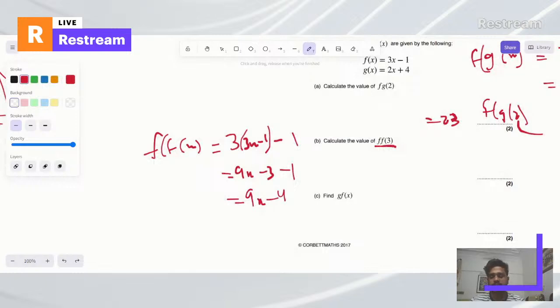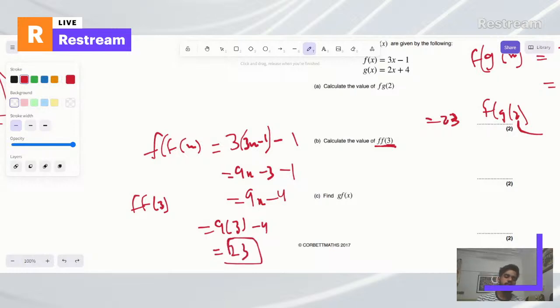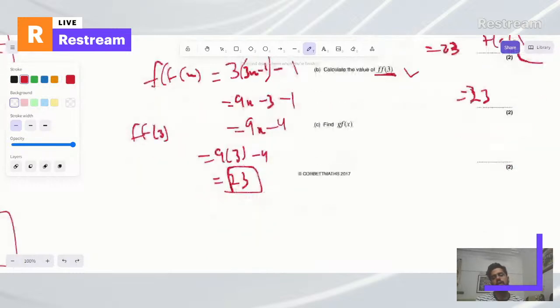Now instead of x, I'm going to substitute it with 3. So f3, and instead of x, I'm going to write down 3. So 9 times 3 minus 4. 9 times 3 becomes 27, and 27 minus 4 becomes 23. So that is our answer. Okay, so this is 23 as well, right?